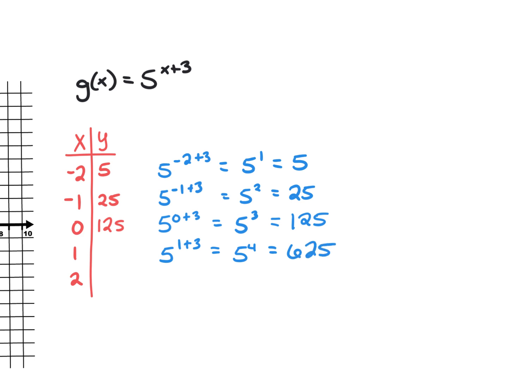625. And then last one here, we have 5 to the 2 plus 3. What's 2 plus 3? 5. Holy moly, 5 to the fifth power. 3,125. Now I heard, how on earth are we going to graph this?